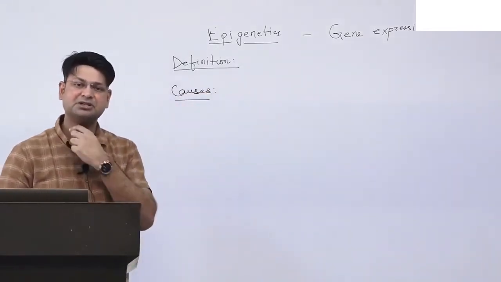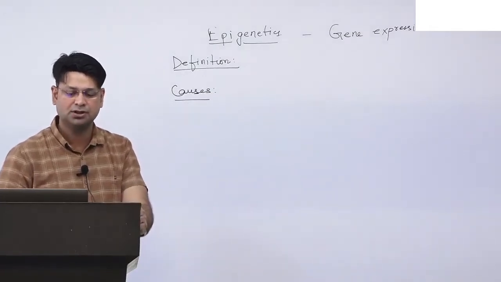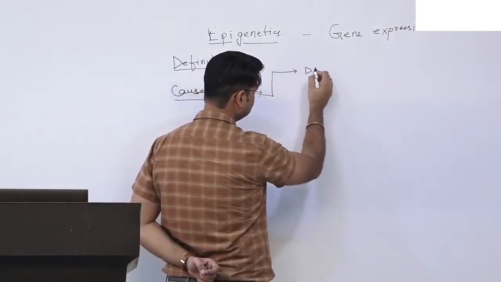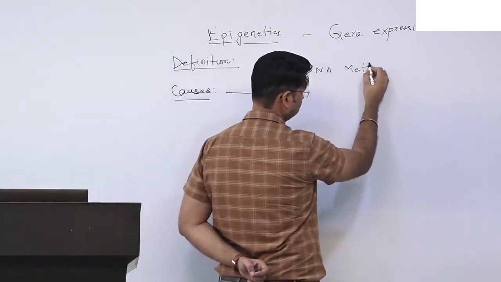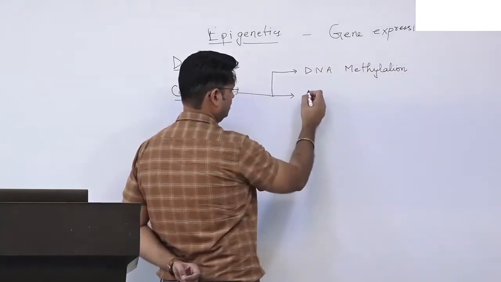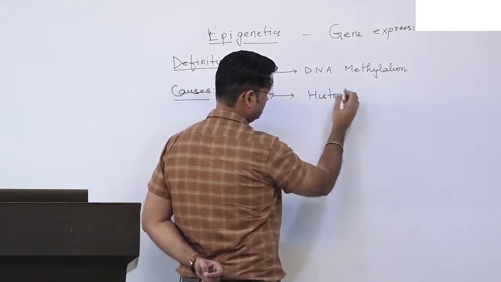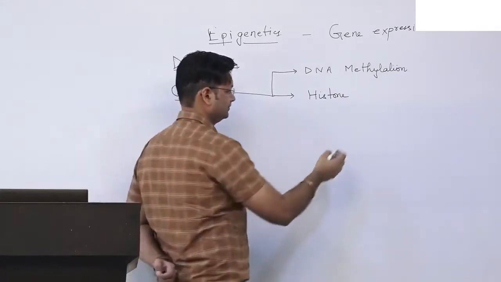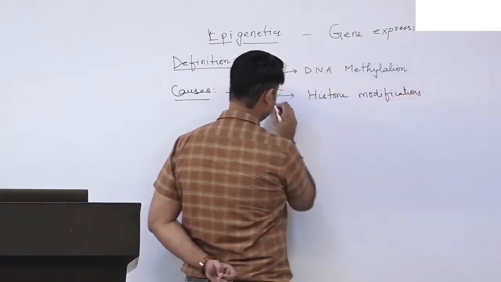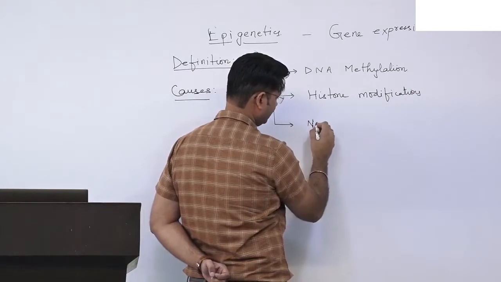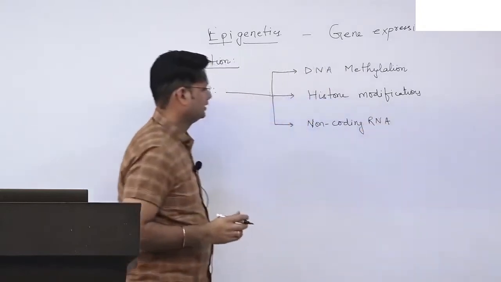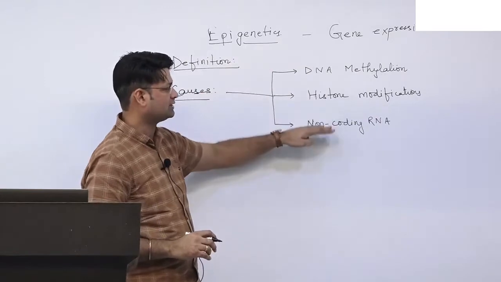So scholars say there can be 3 types of changes, right? Mainly there can be more, but we will talk about 3 major things. First is DNA methylation. The second is histone wrapping, or histone modifications. And third is non-coding RNA. To understand how epigenetics works, you must understand all these 3 things first, right?